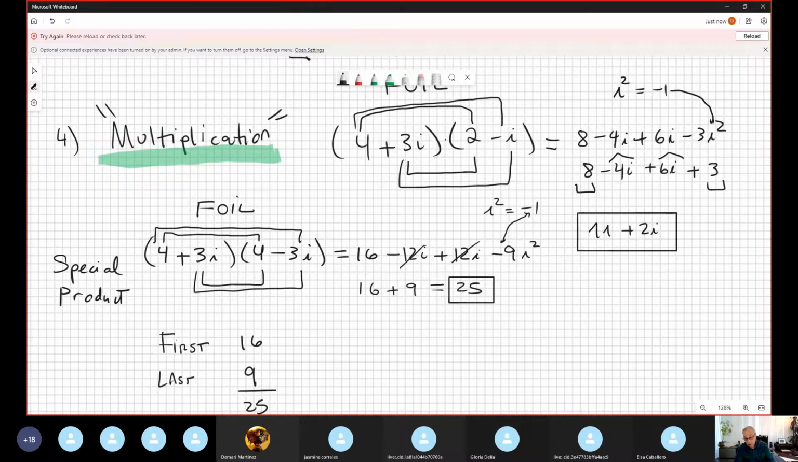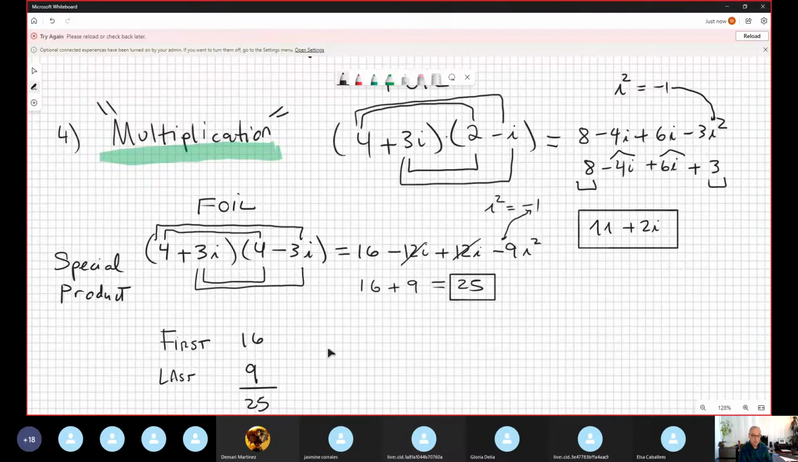If you don't remember the shortcut, no problem, I understand. You can apply FOIL at any time and you get the same answer. This shortcut is important because we will use it in division.